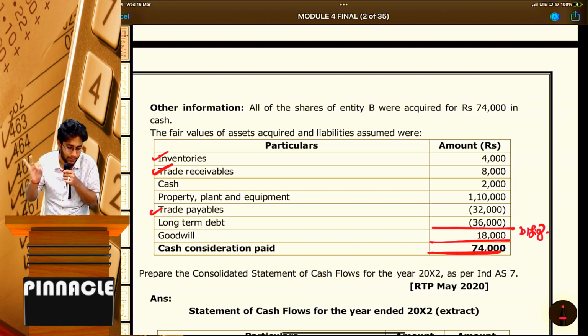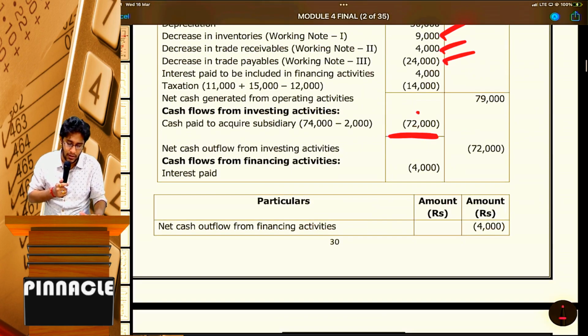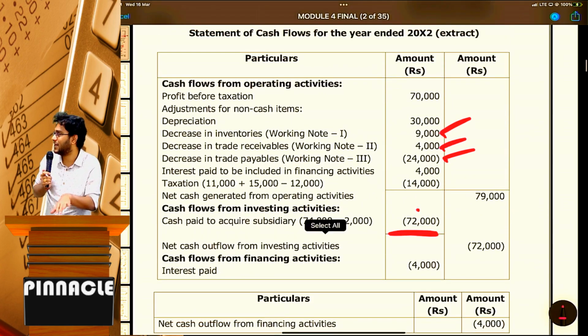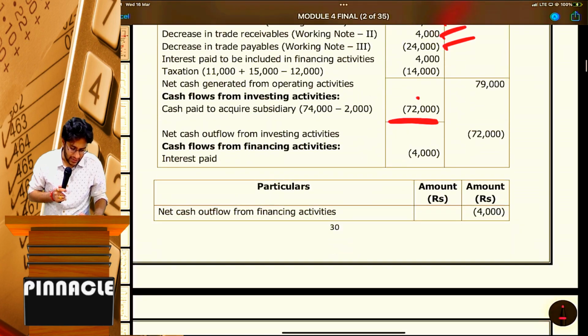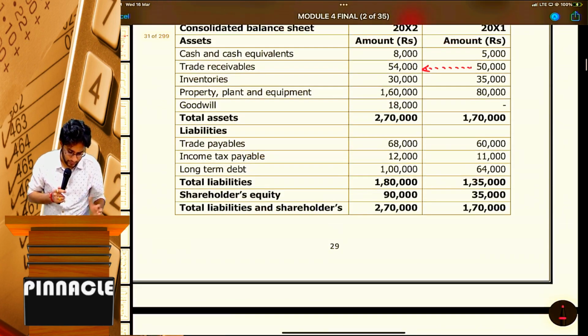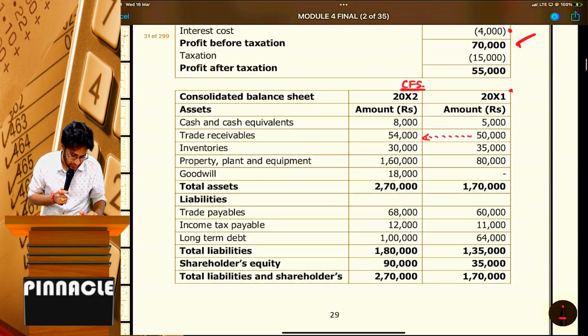It is totally investing activity. Not only PPE, goodwill or long-term debt, every item, inventory, trade receivable, cash, everything will become investing activity because you are obtaining control over a business. Since everything else is in our 72,000, operating activity should not have them, and then we removed it. In financing activities, interest paid is there, that he removed. That's all, sir.